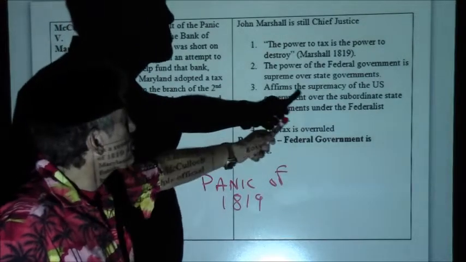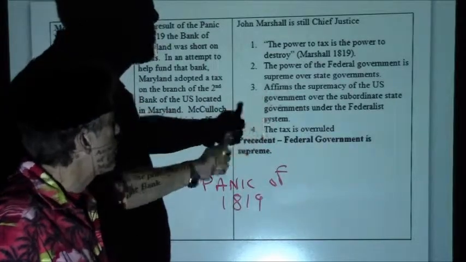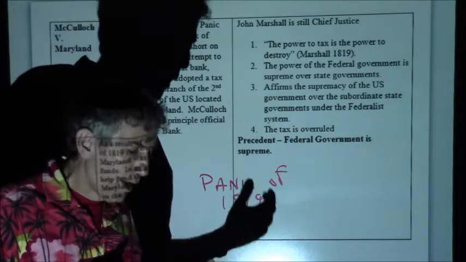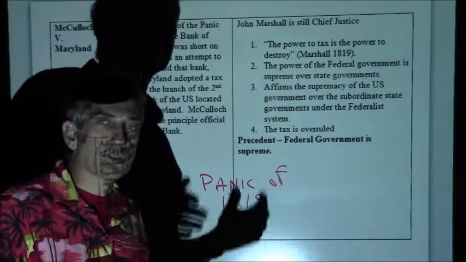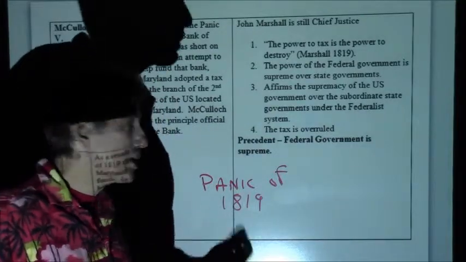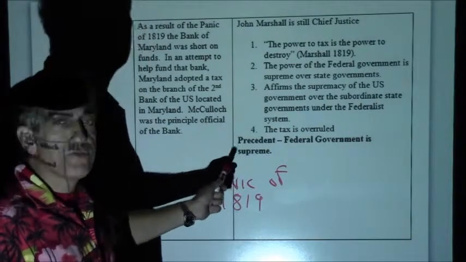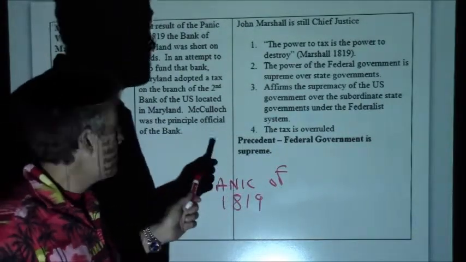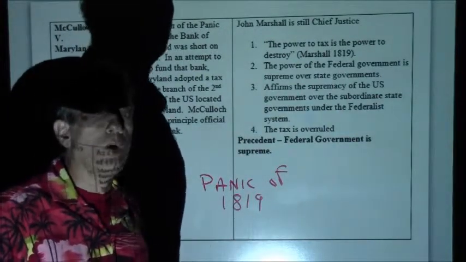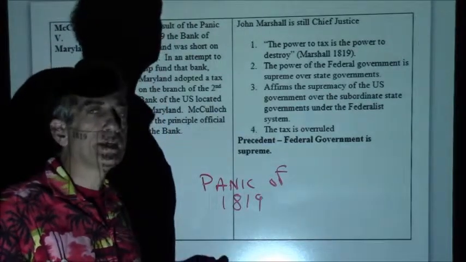It affirms the supremacy of the United States government over the subordinate state governments under the federalist system. Meaning that part of federalism is a strong central government and subordinate state governments, and that's what's going to be affirmed in McCulloch versus Maryland. So the tax is overruled. What's the precedent? The federal government is supreme. And being supreme, all entities of the federal government in the future will be supreme over the various state governments. Next up is Gibbons versus Ogden in 1824.